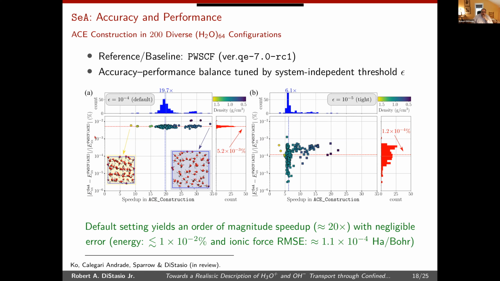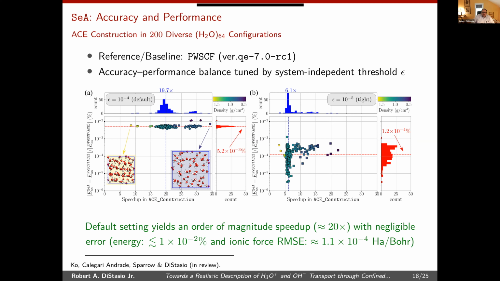So we took 200 Water 64 configurations. This was from an active machine learning that was done in Roberto's group. So this includes Water 64 configurations that have densities as low as 0.5 and as high as 1.5. It also includes configurations where they're auto-ionized. So a nice, good test set.